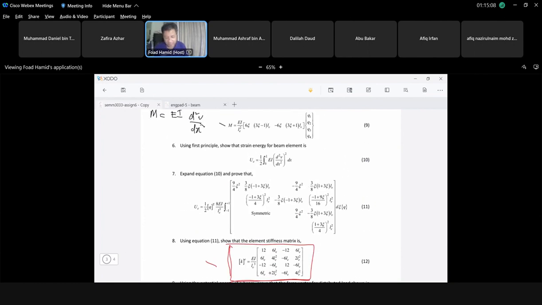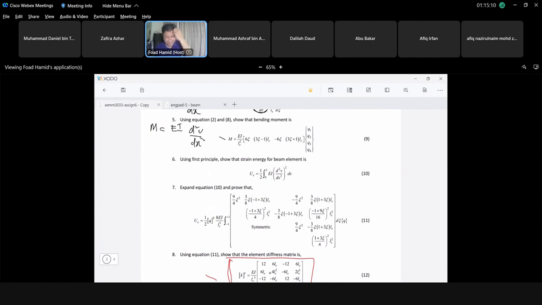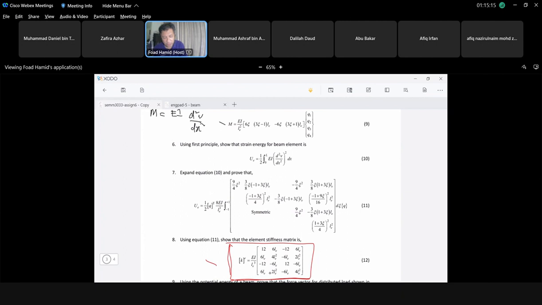If you look at this, can you see the K matrix? Okay, we use this potential energy. Remember our bar element and our truss element. How do we find the K stiffness matrix for the element? Element stiffness matrix. So we use energy then. We use potential energy. So this is the same thing here.